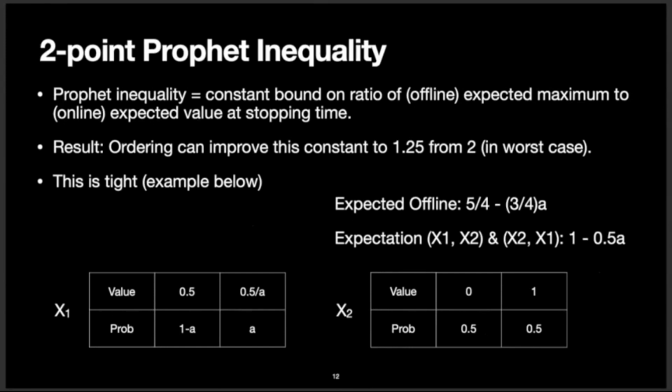So here's an example of tightness. Here we have x1 and x2. And you can show that in this example, the expected offline is roughly 5/4. And for both orderings, x1, x2 or x2, x1, the expected reward is going to be 1. So here the ratio is 1.25.